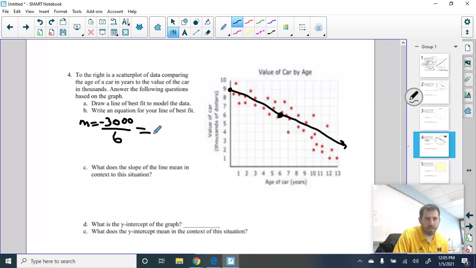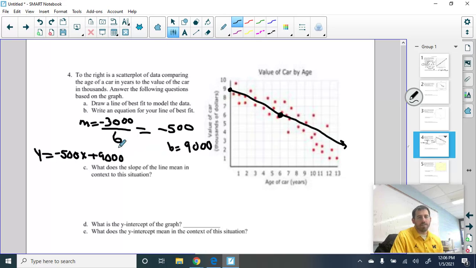And then we just need to simplify that. 6 going in here, we're going to get a negative 500 for our slope. And then we started at the 9. So my B here, leave myself some room. My B is going to be 9,000. Since we started at the 9, it's 9,000. So then we write our equation, y equals negative 500x plus 9,000.